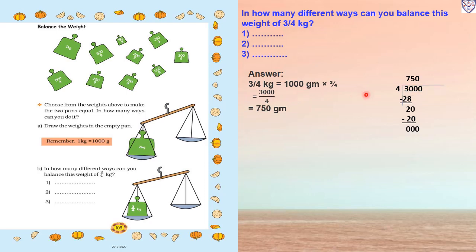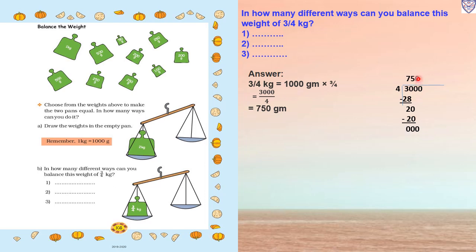So how will we divide? First we will take 30. 4 7s are 28. So 30 minus 28 we will get 2, and 0 we will carry down, that is 20. So now we will see in the 4 table when 20 will come. 4 5s are 20. So 20 minus 20 we will get 0, and the other 0 we will carry down.